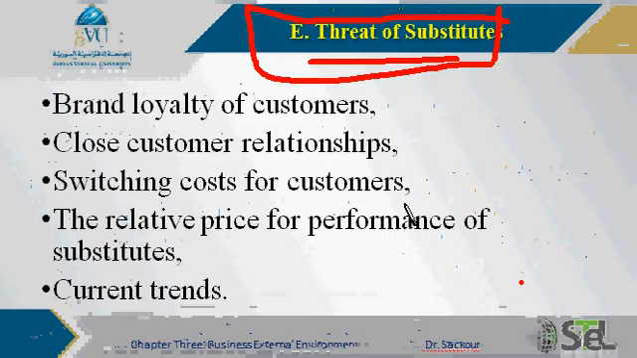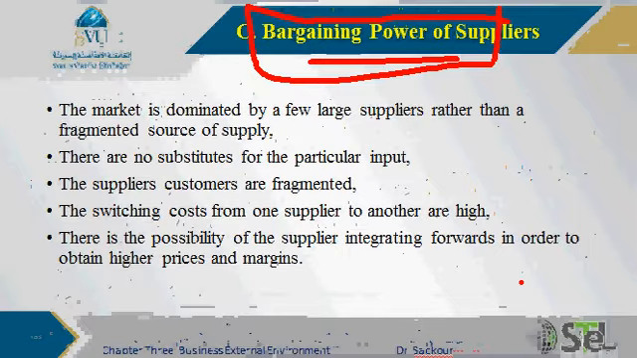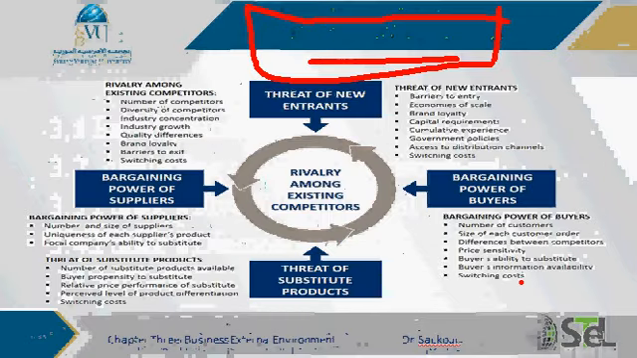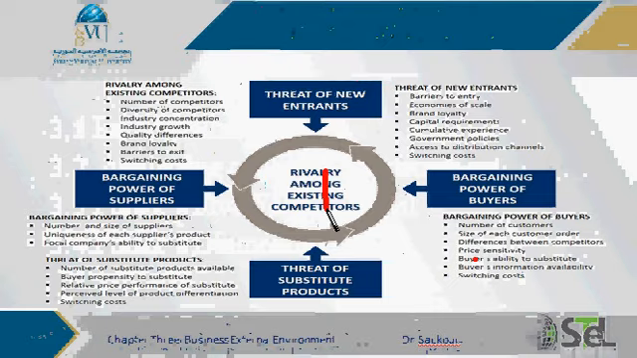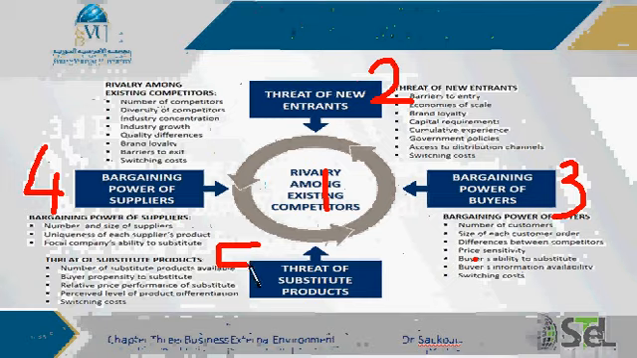Okay. So as we said, there are 5 forces. Again, we get back to the model. Number 1, threat of new entrants, bargaining power of buyers. Number 3, bargaining power of suppliers. Number 4, threat of substitutes. Number 5. Right? Agree, guys? Very good.